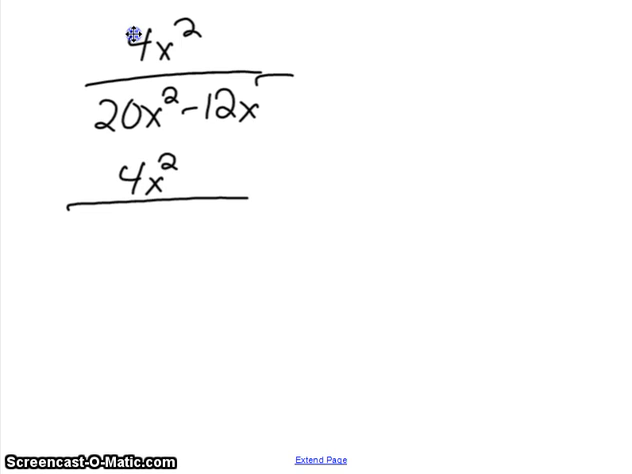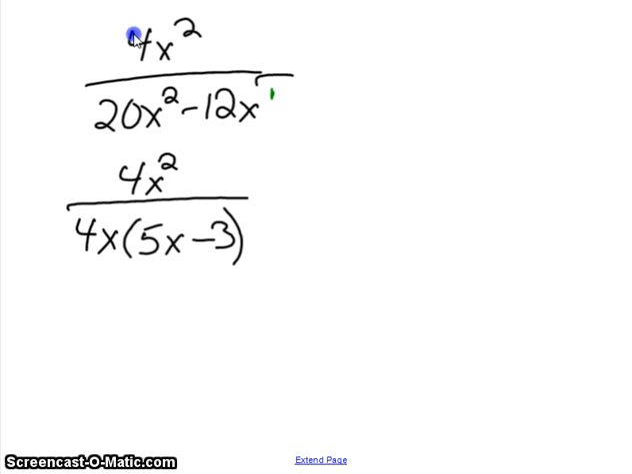The GCF of the denominator is 4x. So we're using the smallest exponent of the common variable x. And the smallest exponent is a power of 1 that was not visible, but I just wrote it there in green. I'm going to divide 4x out of both terms. 20x to the second divided by 4x is 5x. Negative 12x divided by 4x is negative 3.